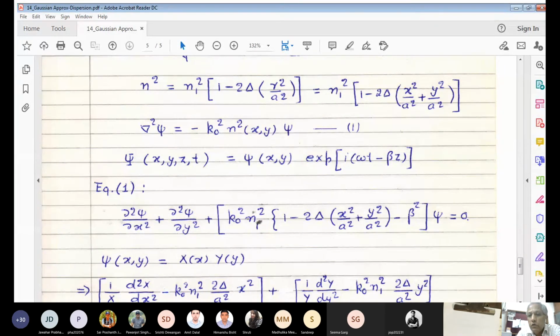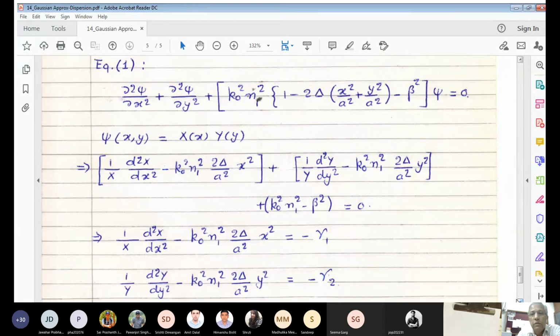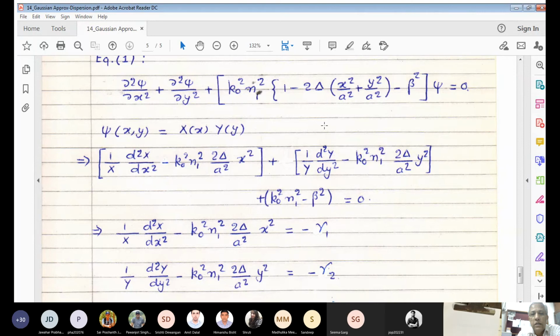Now, this equation fortunately can be solved analytically. And again, the method of separation of variables works here. So as I discussed, what is the method of separation of variables? We can assume psi of xy is a function of x times a function of y. If you substitute this here, divide both sides by X of x into Y of y, this equation can be written down in the following form, right? Terms which depend only on y, plus terms which depend only on x, plus k naught square n1 square minus beta square is equal to 0.